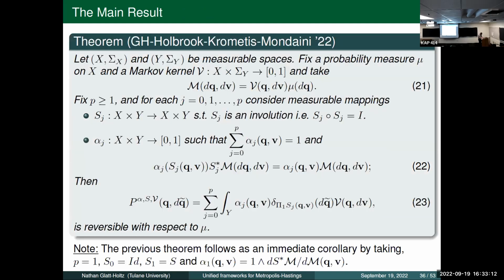Okay. So one takeaway is that some aspects of the theory that I showed you before just generalize very nicely to this multi-proposal setting. Basically, instead of one involution, I have a collection of involutions and a collection of alphas. Now I want the alphas to satisfy some algebraic identity, which is what you needed for the theorem. So the multi-proposal version of our previous theorem falls out as a special case, and you get Metropolis-Hastings type acceptance ratios falling out naturally.